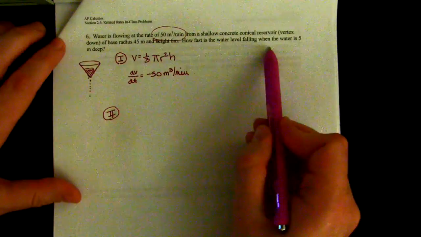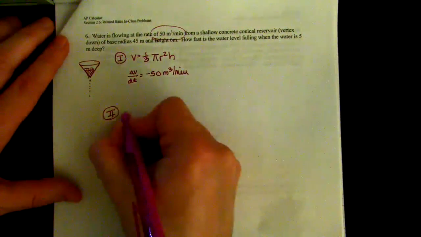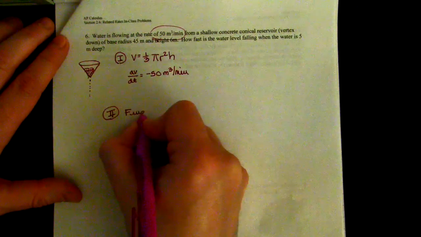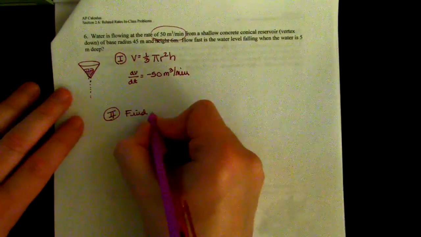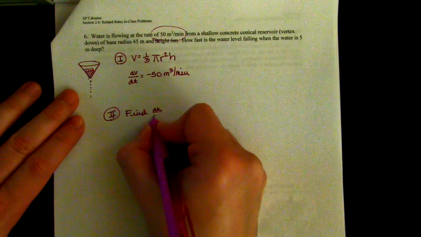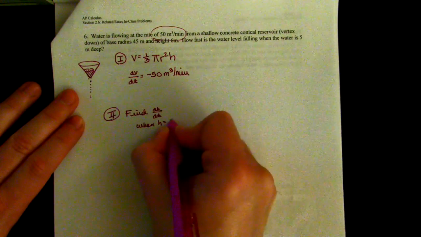How fast is the water level falling when the water is 5 meters deep? I think I want to find, well, what do I want to find? The rate of change of the water level is d what dt? I want to find dh dt when h equals 5 meters.